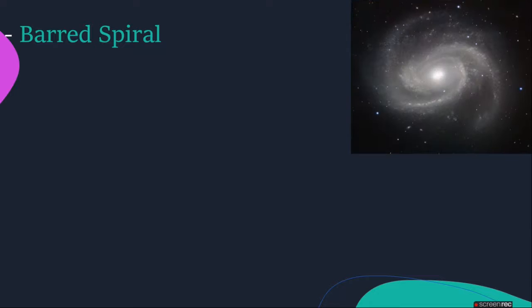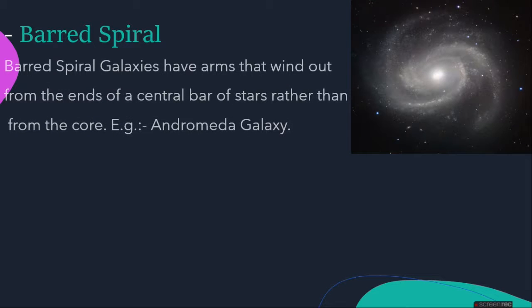Barred spiral. Barred spiral galaxies have arms that wind out from the ends of a central bar of stars rather than from the core. Example, the Andromeda galaxy.